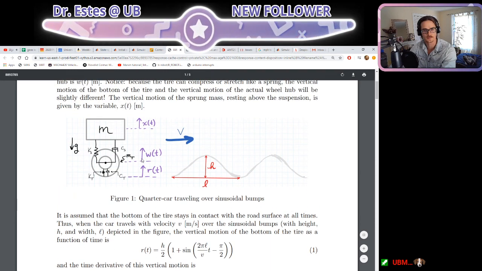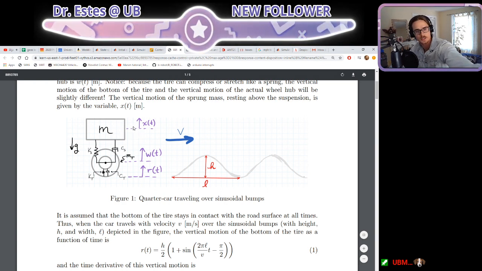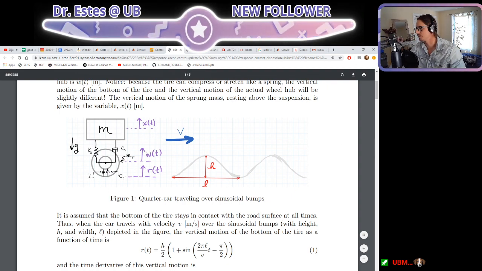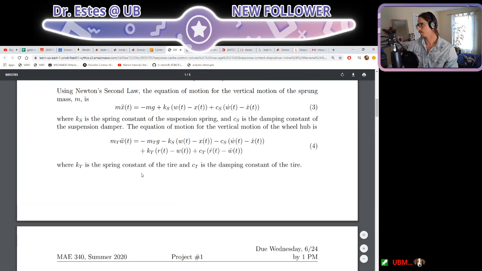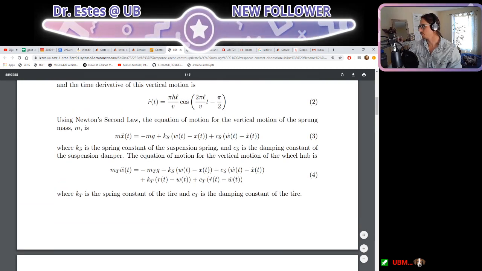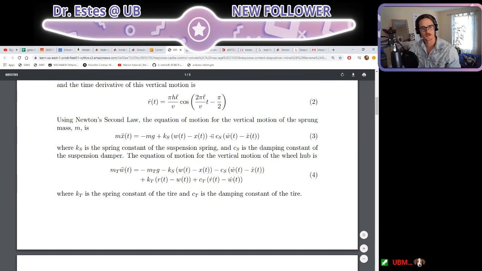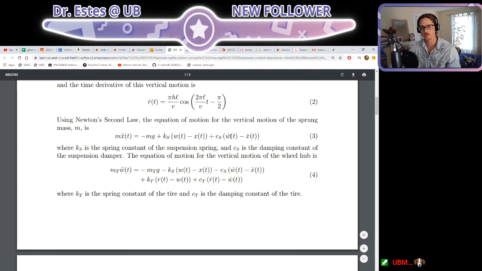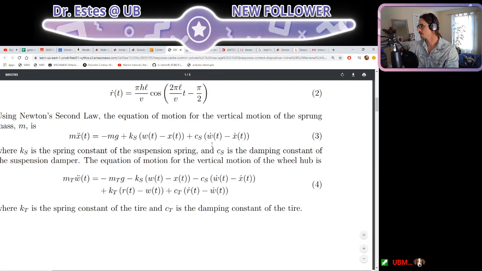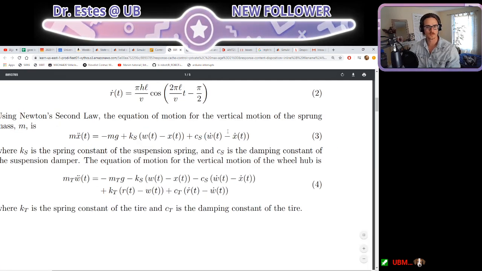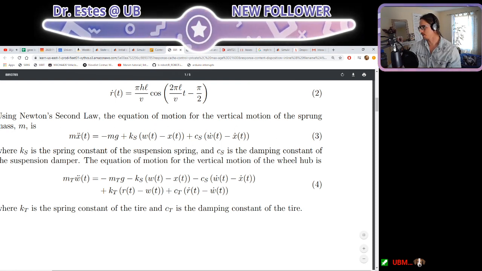So yeah, like I said, if w(t) goes up, that'll squish this spring, and then that spring will want to push up the mass. But the amount that the spring is actually squished is the difference between those two. Similarly with the damper, the force produced by the damper is based on the relative speed between the wheel hub and the sprung mass itself. So that's the sum of forces on the sprung mass above the suspension.